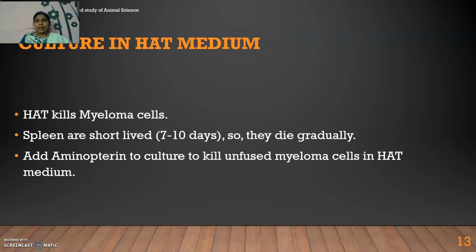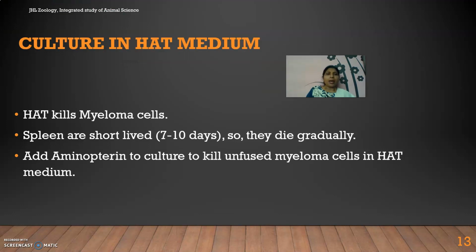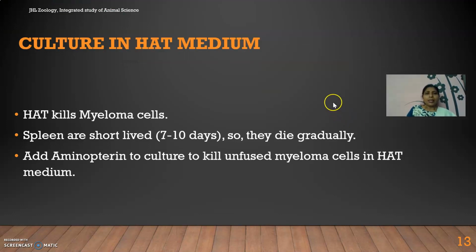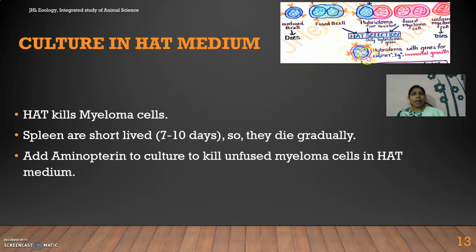Next is the culture in the HAT medium. The cells which are formed here are made to get cultured in the HAT medium. HAT is a medium containing the hypoxanthine, aminopterin and thymidine mixture. So there will be five different types of cells. There may be the fused hybrid cells, or fused B cells, or the fused myeloma cells, or sometimes unfused B cells and the unfused myeloma cells in the medium.